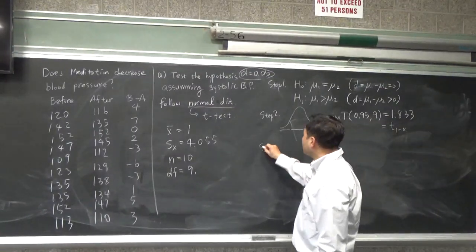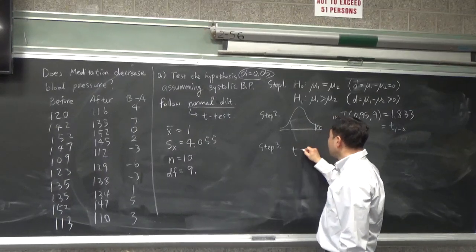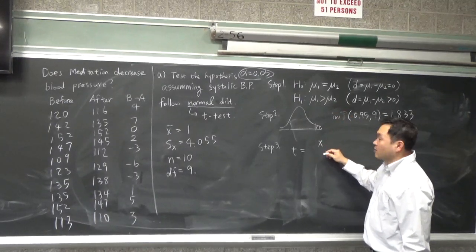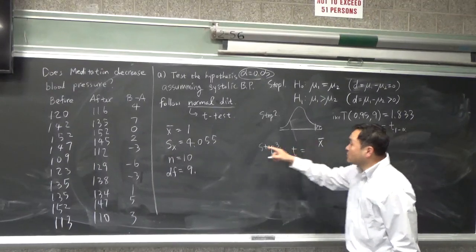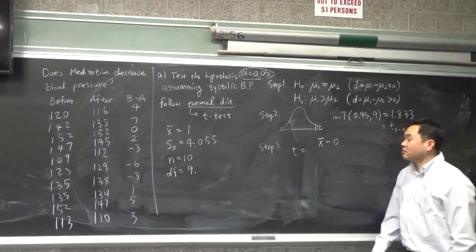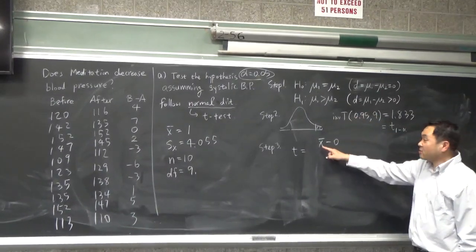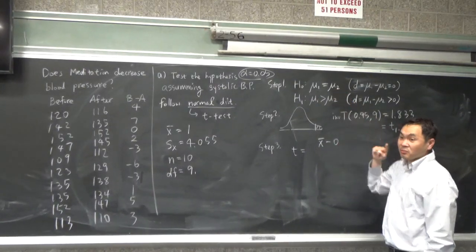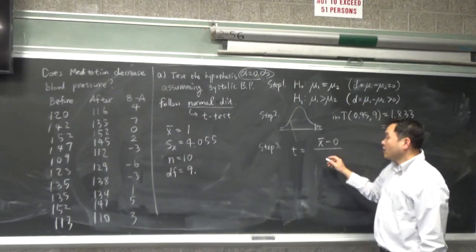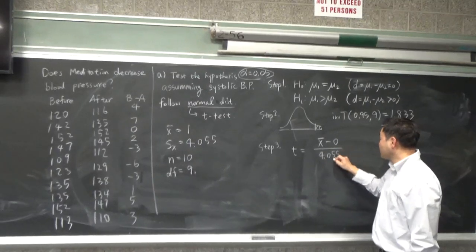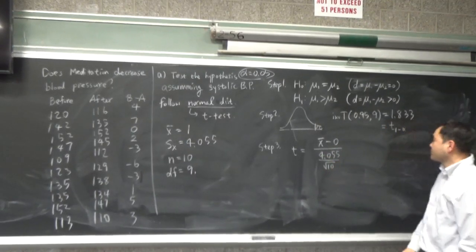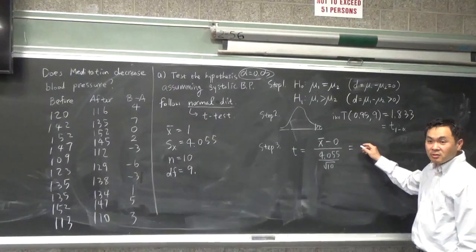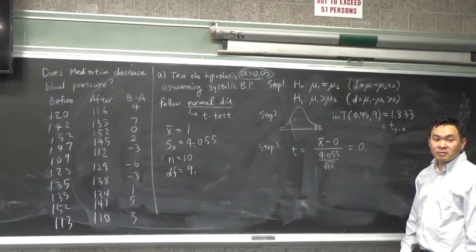All right, now step 3, we have to calculate the test statistic, which is T equals the difference, right? So your X bar, this thing, minus 0. Because this X bar is your sample value of the difference, and 0 is what would be true if the null hypothesis was true. And then you have 4.055 divided by square root of 10. Okay. So what do you get? You get like 0.7 something? 0.779.